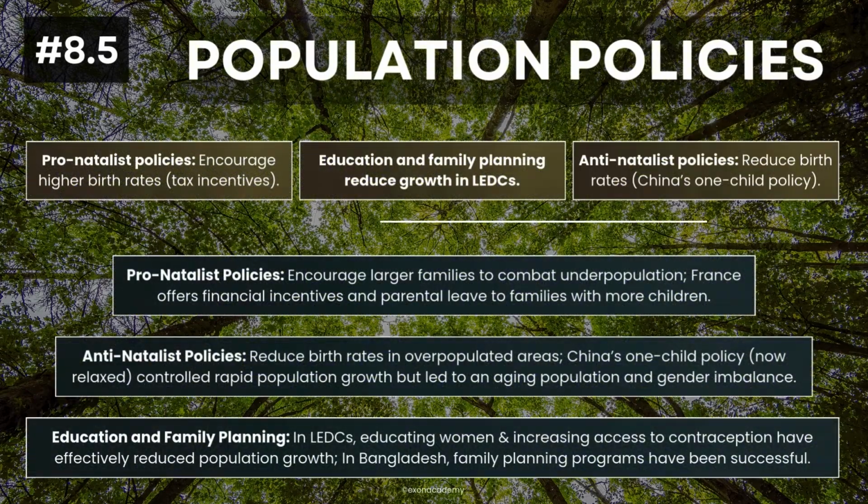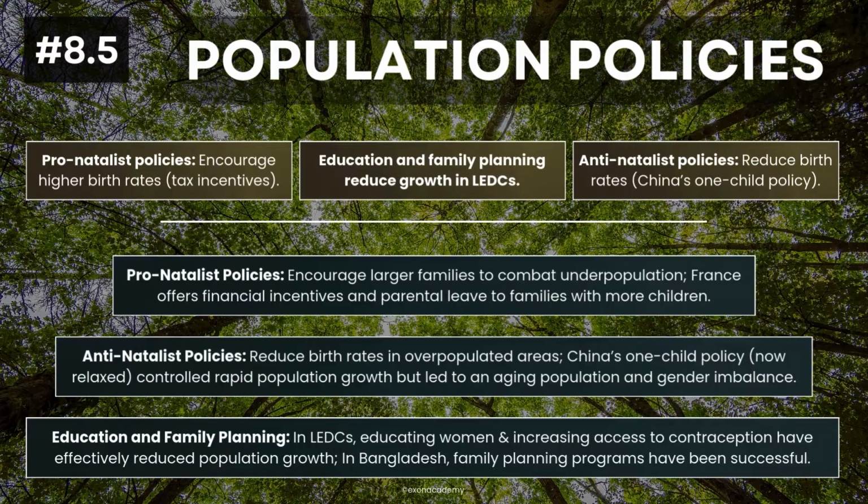Chapter number 8.5, Population Policies. Governments implement population policies to manage growth and balance resources. Number 1 is pro-natalist policies, which encourage larger families to combat underpopulation. An example of this is France, which offers financial incentives and parental leave to families with more children.